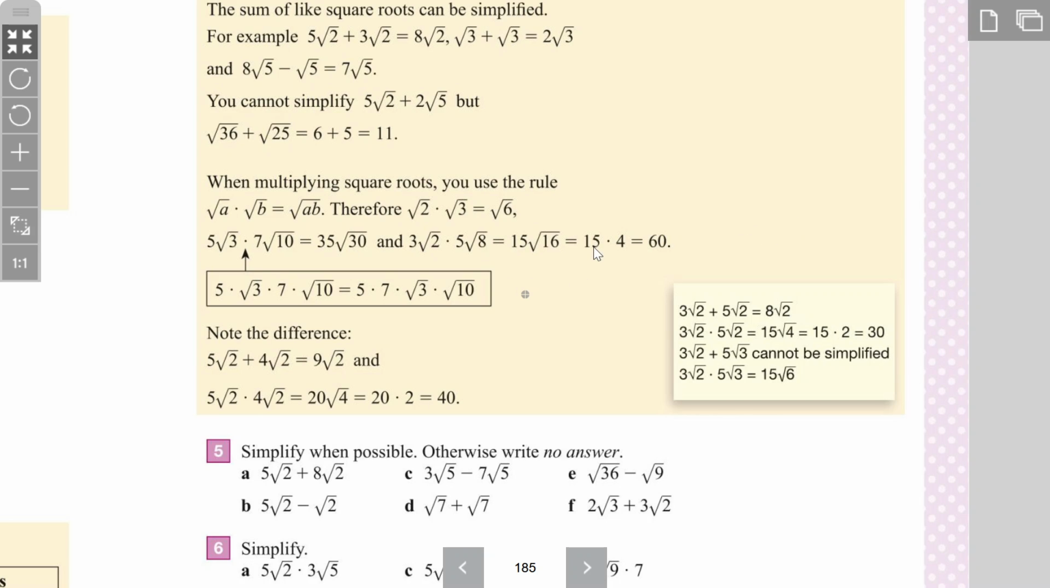And there are some other examples here as well. Please note the difference between those two questions here. This is an addition, so I do 5 square root 2's plus 4 square root 2's. They are like square roots, so 5 plus 4 is 9 square root 2's. This is a multiplication, so you do 5 times 4 is 20, square root 2 times square root 2 is square root 4, 20 times 2 is 40, because the square root of 4 is 2.